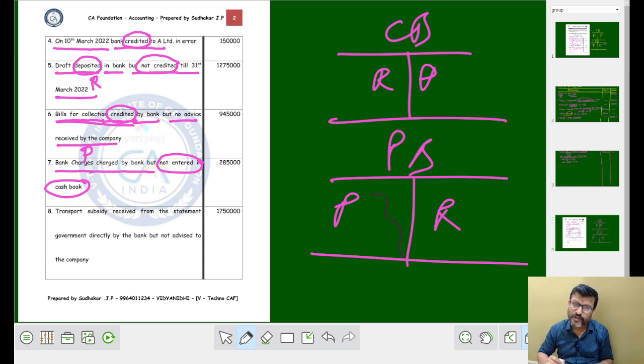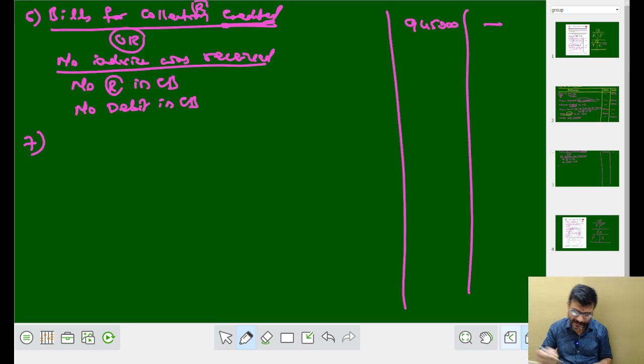What do you mean by bank charges? Payment. Is it entered in cash book? He is clearly telling that not entered in cash book. Means what? No payment in cash book. No payment in cash book means no credit in cash book. So what we have to do? We have to take it in the credit side.